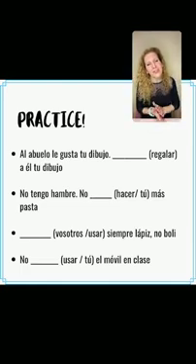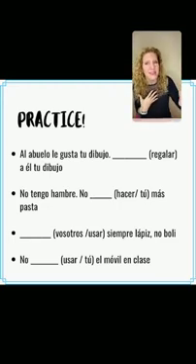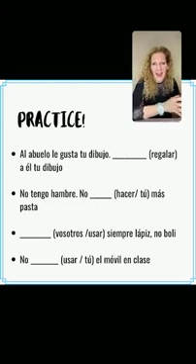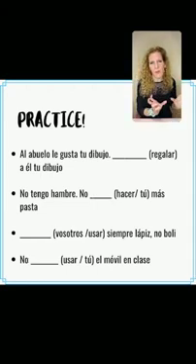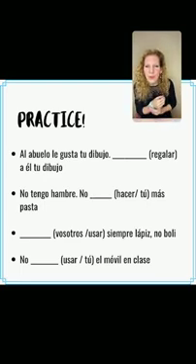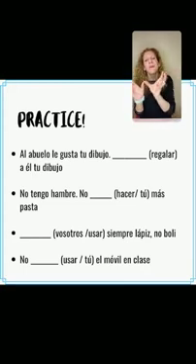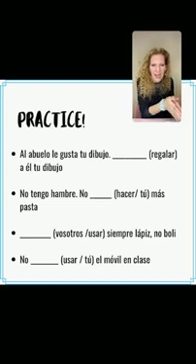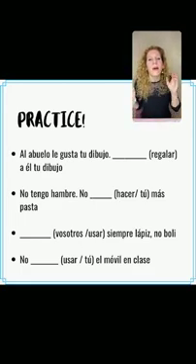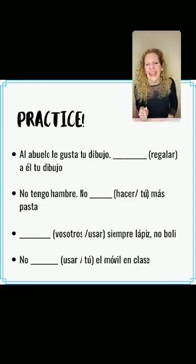So, al abuelo le gusta tu dibujo. Grandpa loves your drawing. And then I say, regalar, like give, regalar a él tu dibujo. And I put it like that on purpose because I'm going to show you another way of saying it. Regala. Muy bien. It would be regálale. I put it in separate words to see. So, regala tu dibujo a tu abuelo. Regala a él tu dibujo o regala tu dibujo a él. But we don't say that. We say regálale. We add le at the end. Regálale tu dibujo.